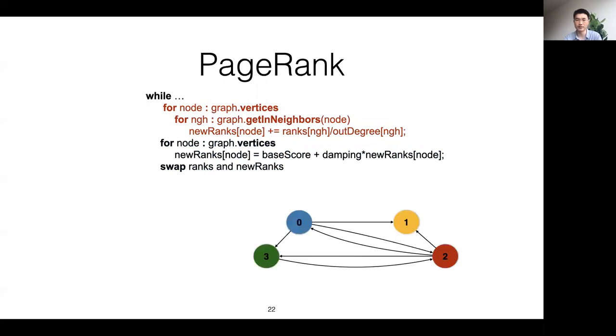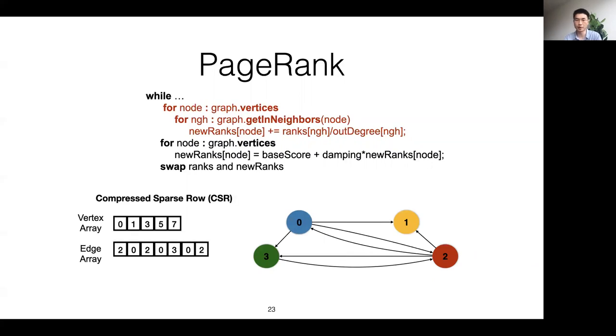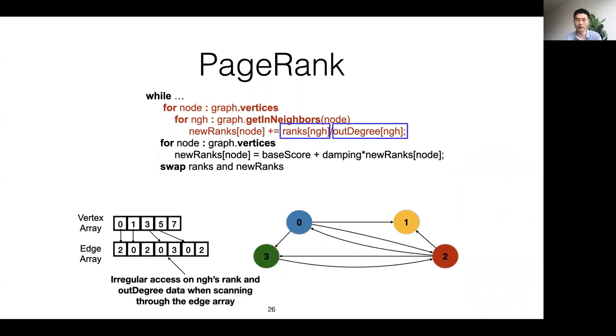If you simulate the process with this small graph with 4 nodes and 7 edges, it's usually stored as a compressed sparse row data structure, where the vertex array stores indices of each vertex into the edge array, and the edge array stores the IDs of the neighbors of each node. When we update the new ranks of each node, it's a sequential access on the nodes; we just scan through the vertex array. The problem comes when we access the rank and out degree of the neighbors, as they're irregular or random accesses. Basically, each node's neighbor can come from any other node in the graph.